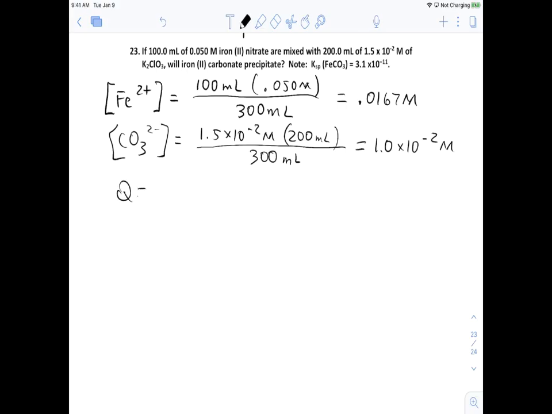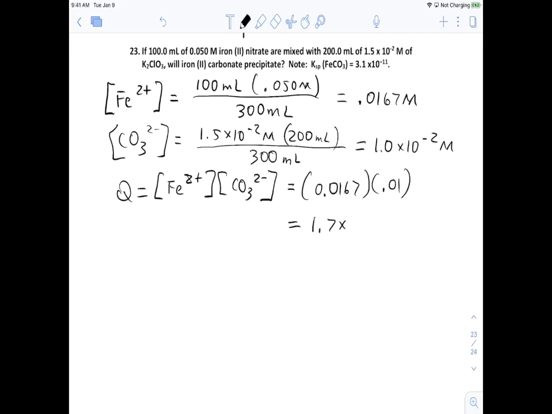So Q is equal to iron, which should be iron 2 plus, times carbonate. 0.167 times 0.01 equals 1.7 times 10 to the minus 4, which again is greater than KSP. So a precipitate forms.